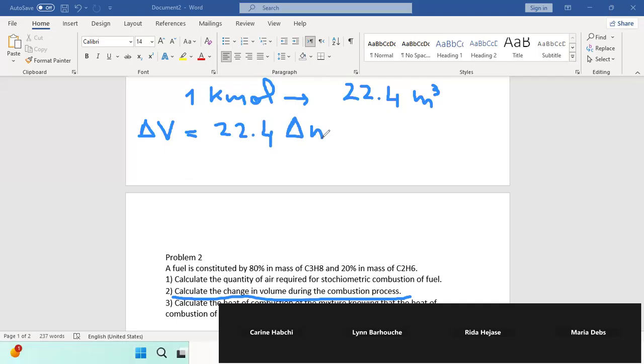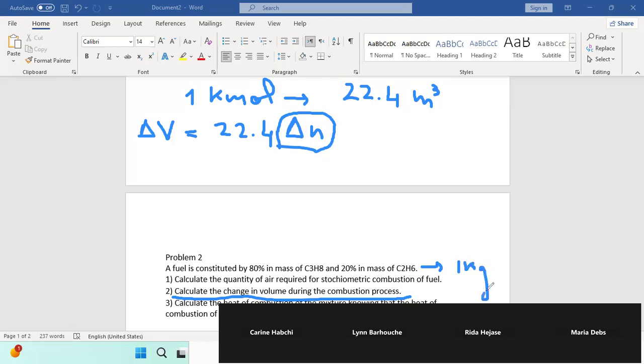Okay, and to find actually what is delta N, the change in number of kilomoles, all we have to do is to go back to our chemical reactions. In case you use the first method, we considered that we do the analysis per kilogram, and here they should specify for you if to do the analysis per kilogram or per kilomole. It should be clear. Let us consider they asked for 1 kilogram of fuel.